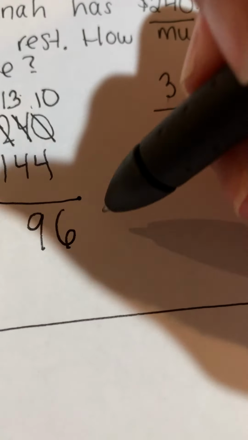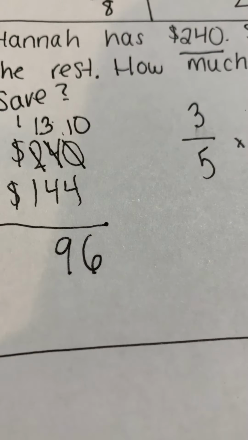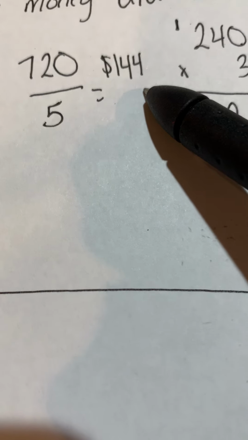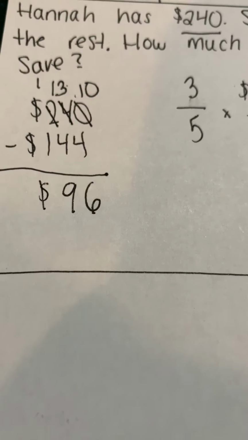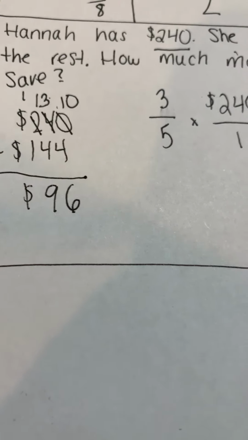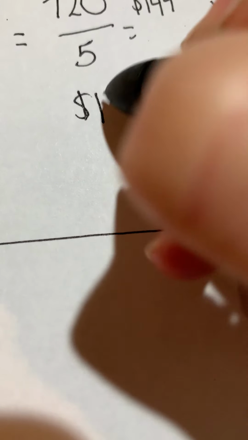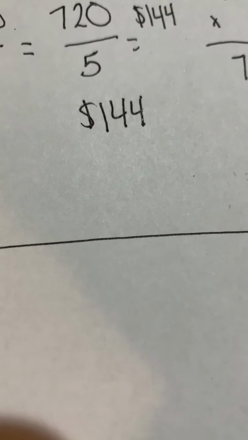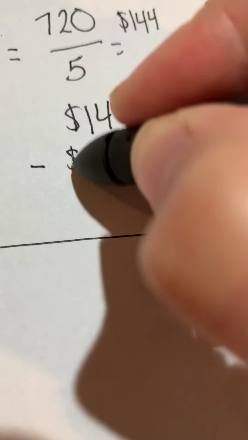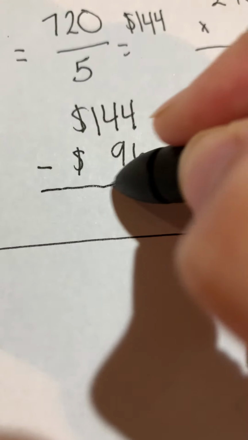So she spent $144. She saved $96. Our question is asking how much more money did she spend than save? So this is the part you're going to do on your own. You're going to subtract 144 minus $96.